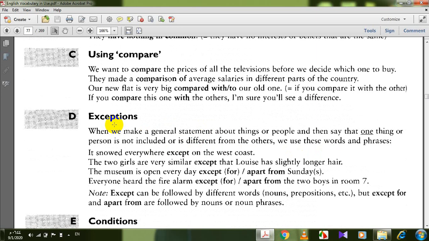Exceptions. When we make a general statement about things or people, and then say that one thing or person is not included, is excluded, so we make an exception of it. Except for. Accept, not expect. We have accept and expect.